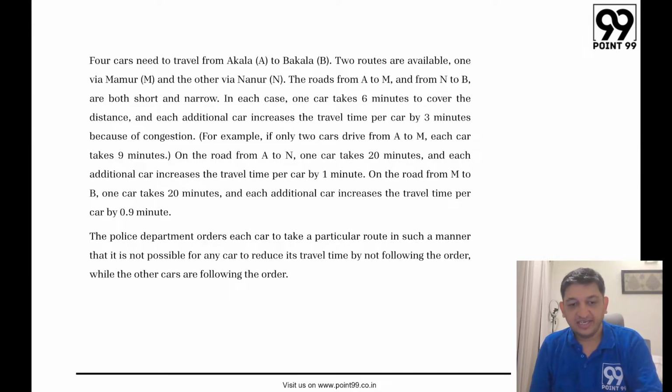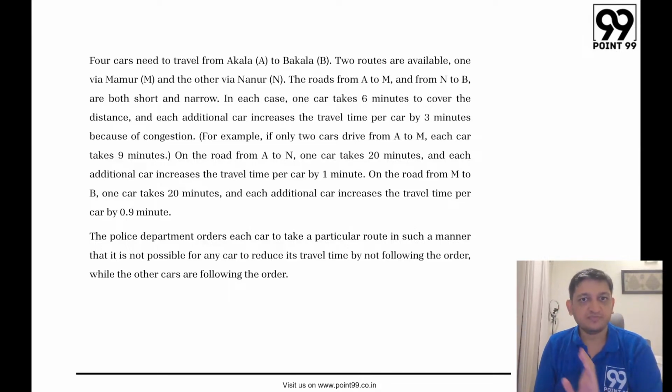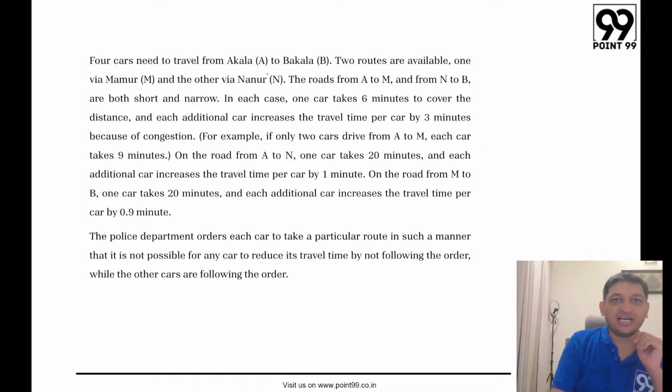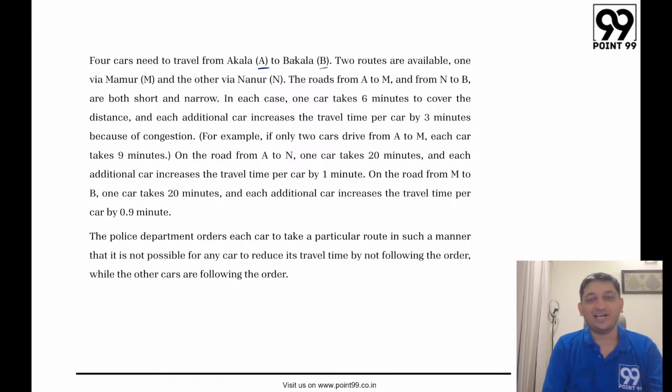All right. Let's look at this one. So it's a nice set, slightly tricky, tedious, but nice set. Now there are 4 cars that need to travel from Akala to Bakala, A to B. So thankfully, they have used better letters. Otherwise, it would have been very funny if you look at this particular thing. Now 2 routes are available, one via M and one via N.